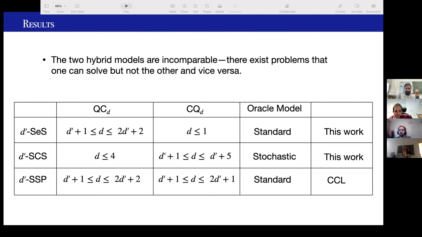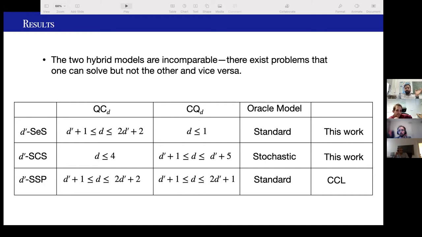And this column means that if you have a d-prime SES problem, then QC d-prime cannot solve it. It has to have d-prime plus one depth. So this is a lower bound: this problem cannot be solved by a QCD d-prime circuit. On the other hand, there's an upper bound also: if you allow depth to be 2d-prime plus 2, then this problem can be solved by a QCD circuit, while CQD can solve it in one step. And here we use a standard oracle.